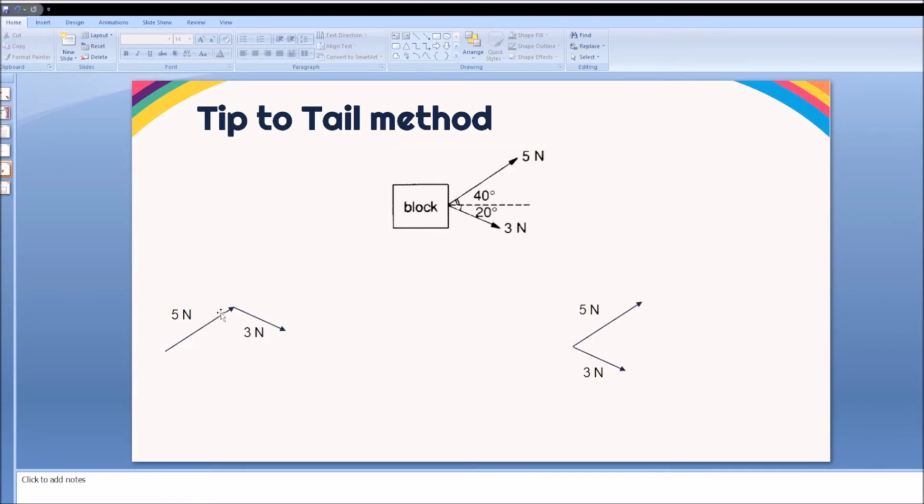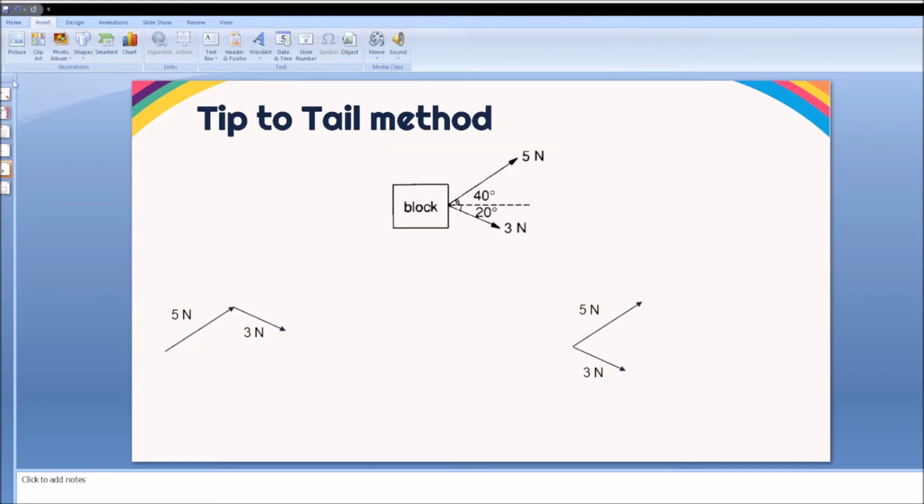So you see that the tip touches the tail of these two vectors. So the resultant vector is then drawn from the starting point and then to the ending point where the second vector lands.